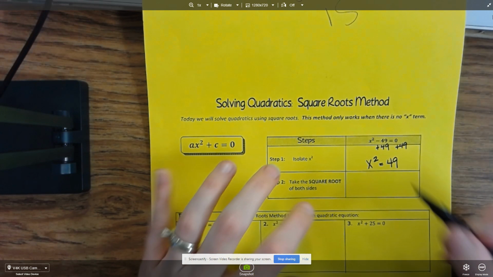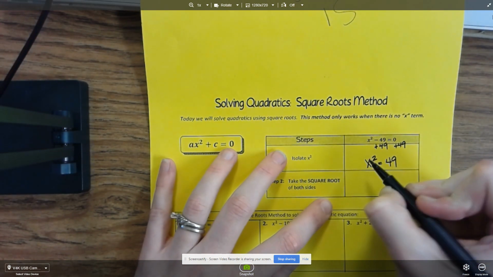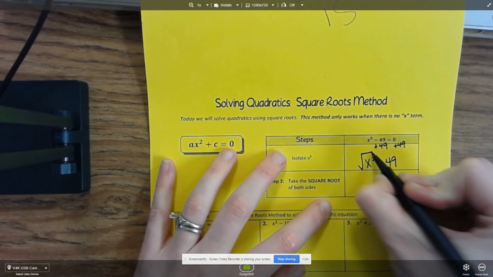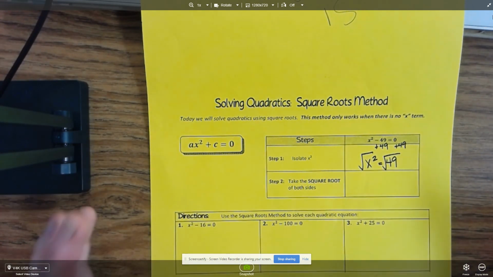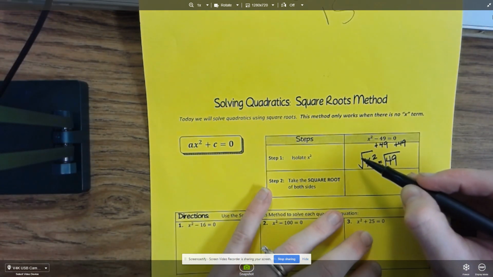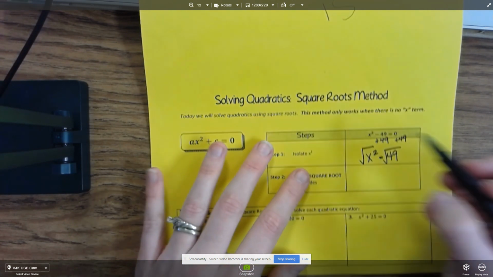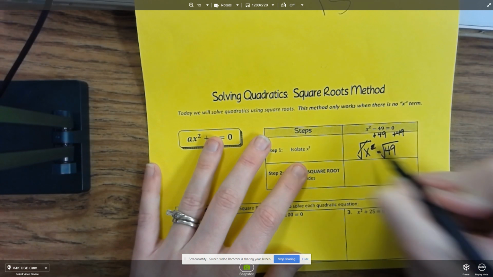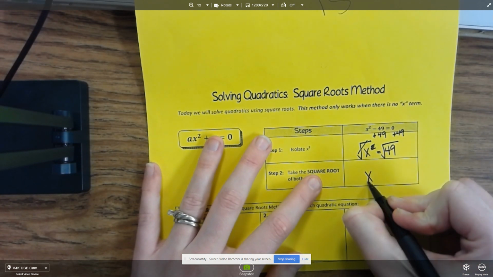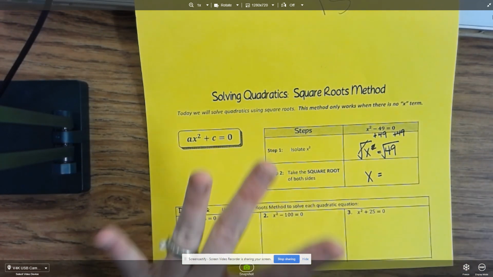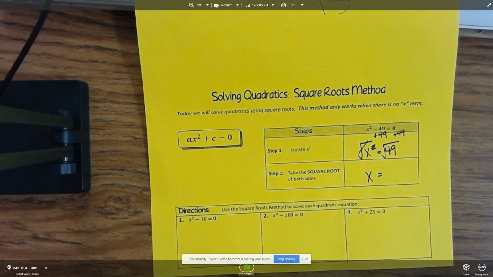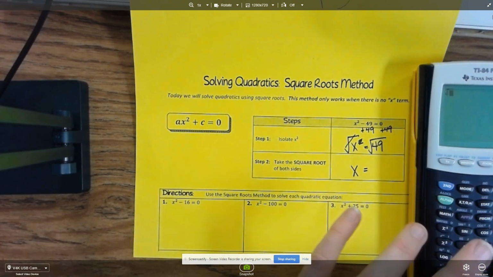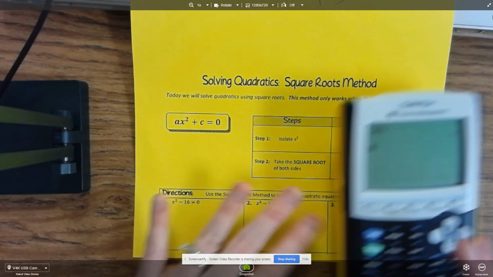And then what we want to do is get rid of this exponent 2. To get rid of an exponent, you do the opposite, you square root. And you have to do it to both sides because remember with equations, whatever you do to one side, you have to do to the other. So the square root cancels the exponent of 2. So now I have x equals the square root of 49. If you do the square root of 49 on your calculator, it's going to give you an answer of 7.